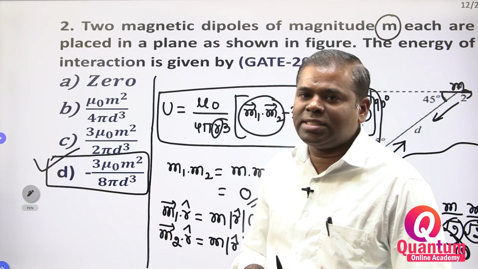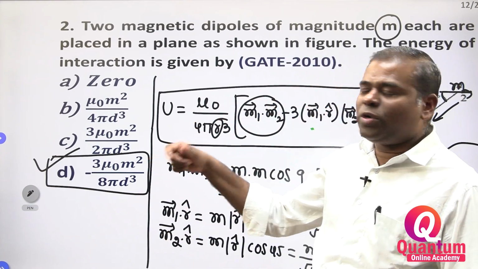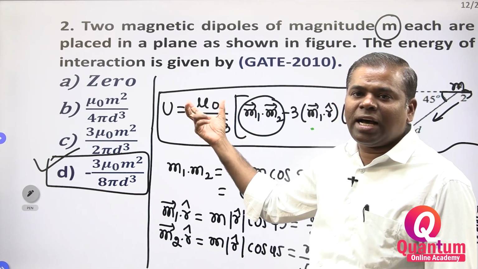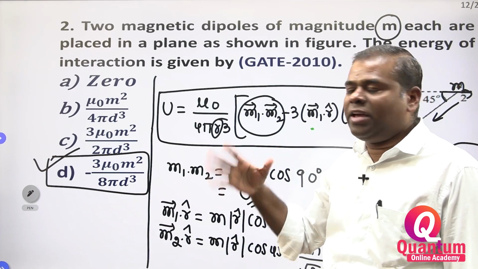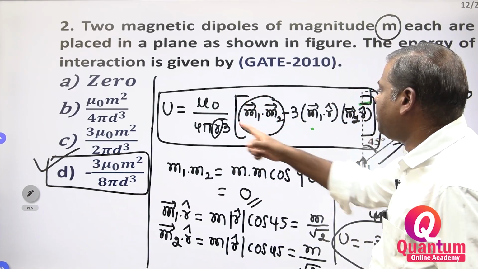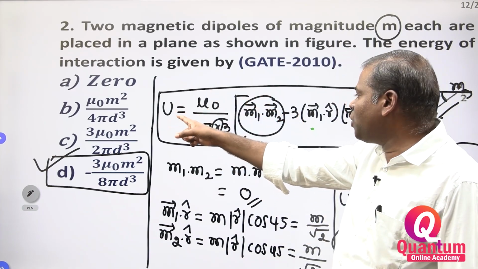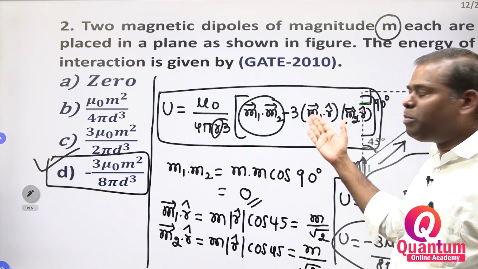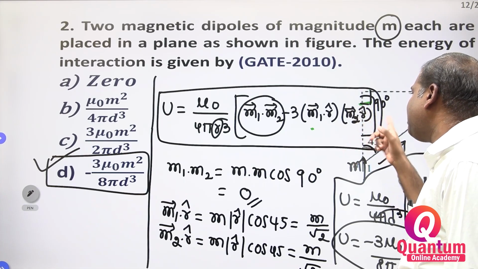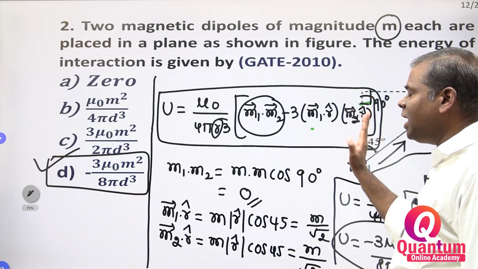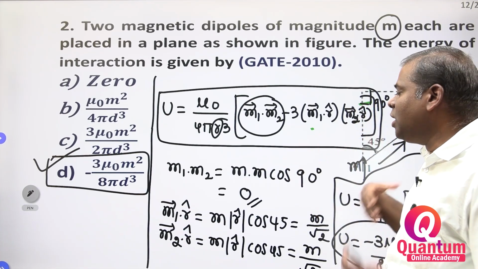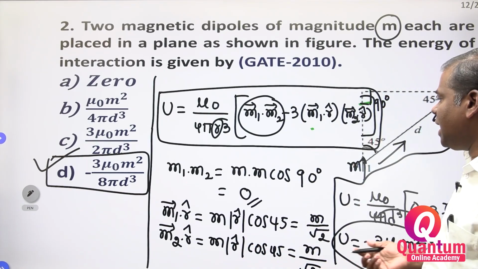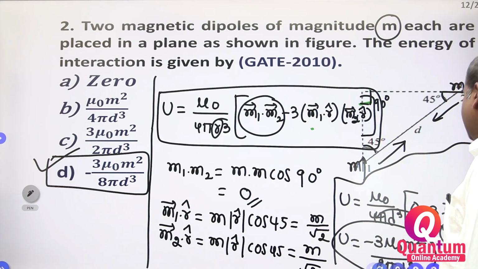From magnetostatics they are asking. To get this question, which formula do we need? This formula is needed. If magnetic dipoles are given, the interaction energy is equal to mu naught by 4 pi r cube times m1 dot m2 minus 3 into m1 dot r cap into m2 dot r cap. This is very important. So many times you get questions like these in your CSIR examination. Clear? Now we will see the third one.